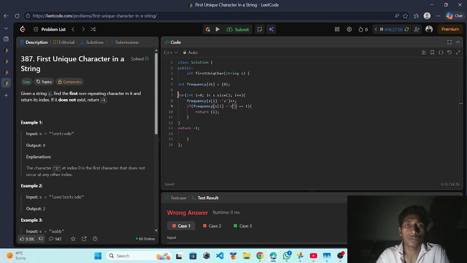The main steps of this problem are these. Here is the main logic: this line counts the number of characters present in string s. And this logic tells us that if any character has a count equal to 1, then we return that character's index.